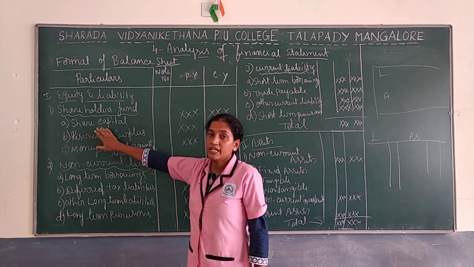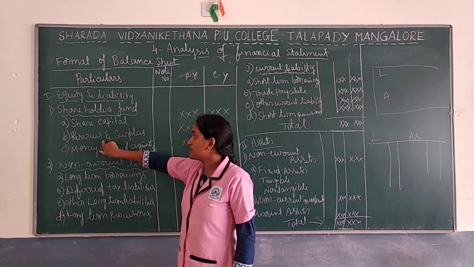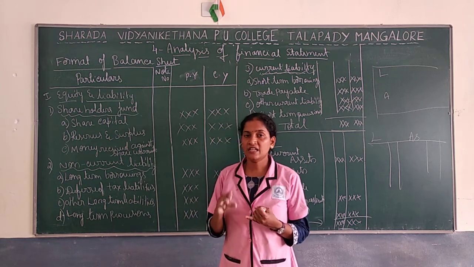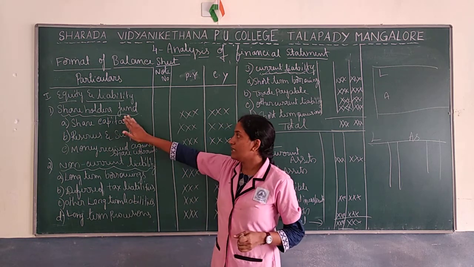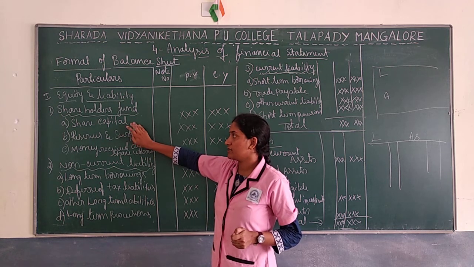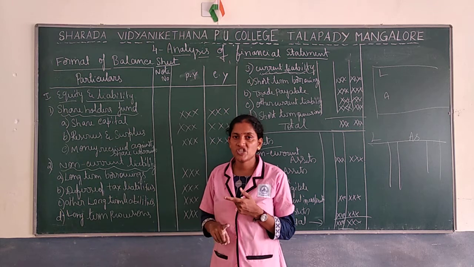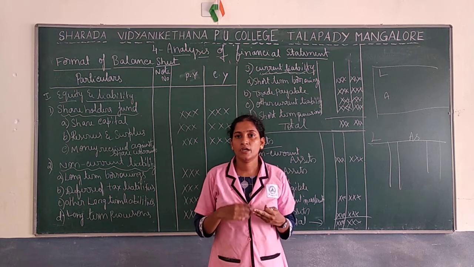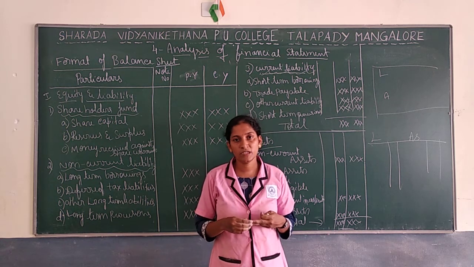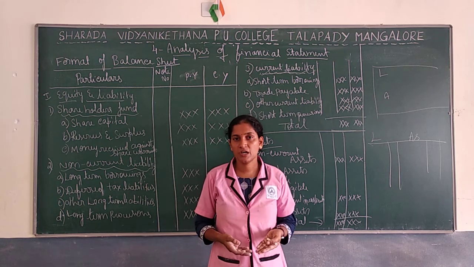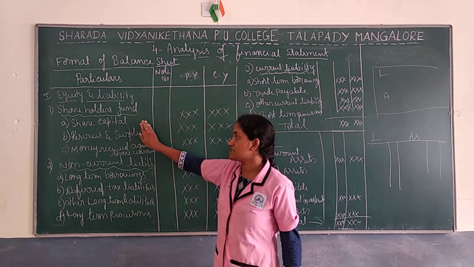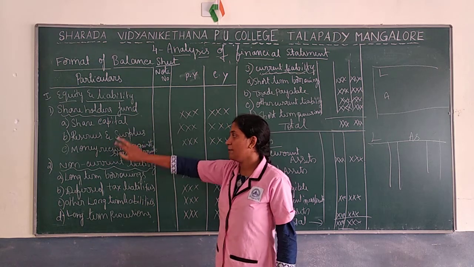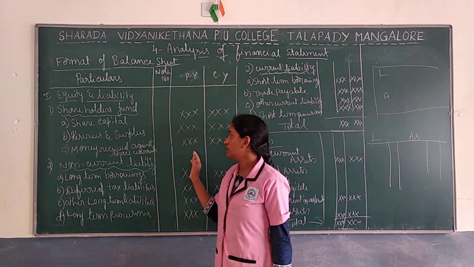Under the shareholders fund, you have share capital, reserves and surplus, and money received against share warrants. Anything related to shares and the reserves will appear under the shareholders fund. Share capital might be equity shares, preference shares, all that. Reserves and surplus might be capital reserve, general reserve, securities premium or debenture redemption reserve, all the reserves, or the profit if there is any, because surplus is here, no? Reserves as well as the surplus will be written here. Money received against share warrants will also be shown here.